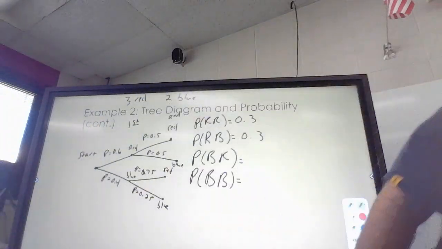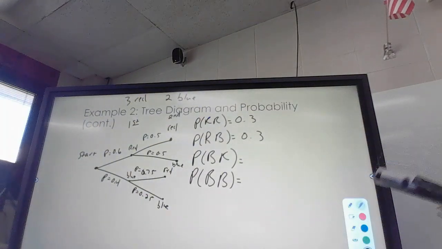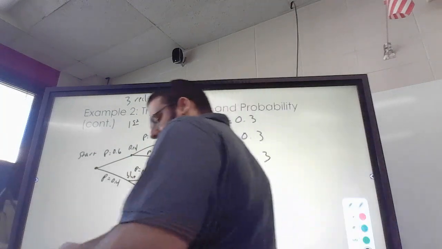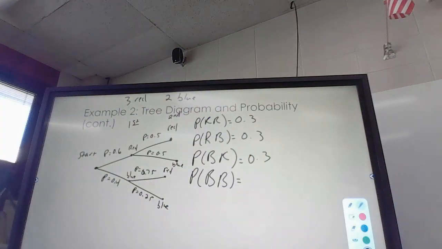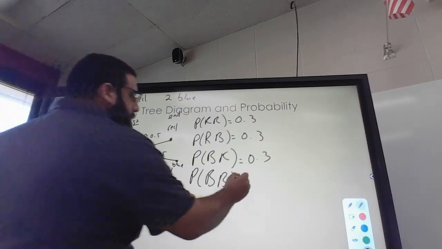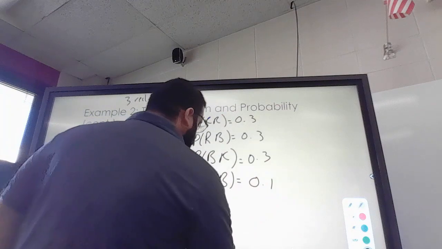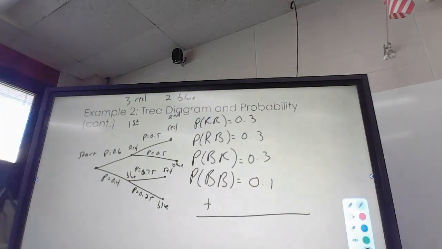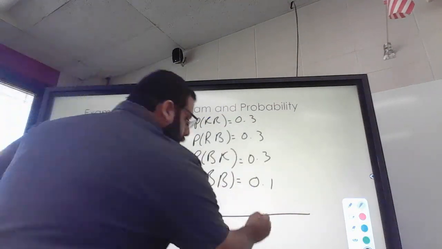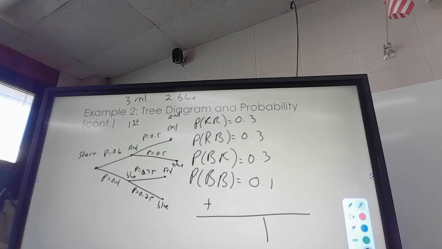Because then I would take that 0.4 times 0.75, and I would get 0.3. And then our last one, the probability that I choose 2 blue ones, that's 0.4 times 0.25, that being 0.1. And if I take the sum of all these probabilities, 0.3 and 0.3, that's 0.6, that's 0.9, I get 1. As it should be, because it's the sum of all the probabilities.